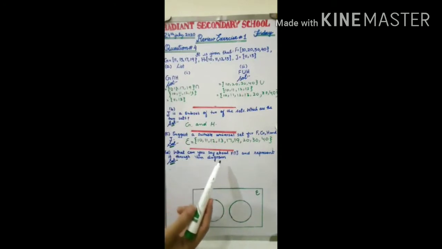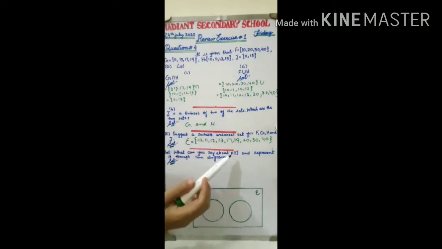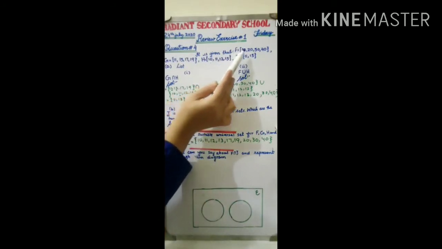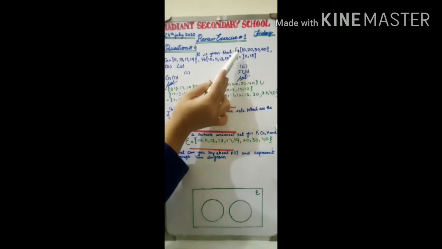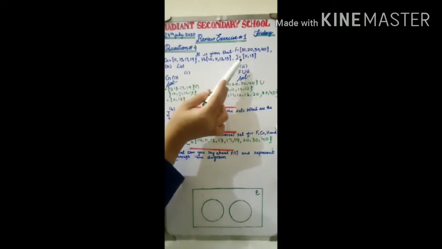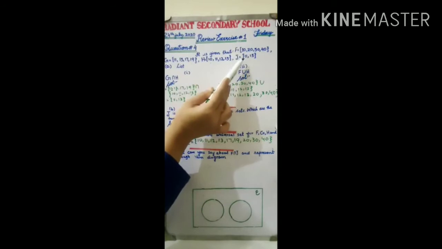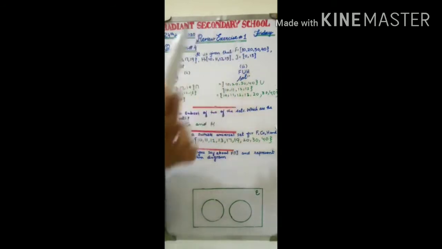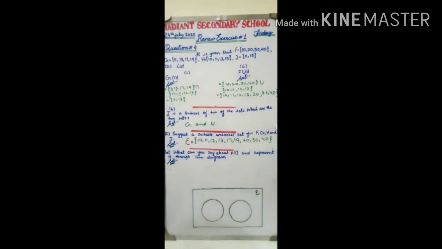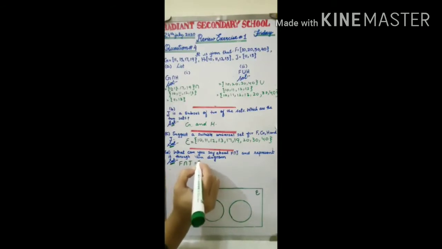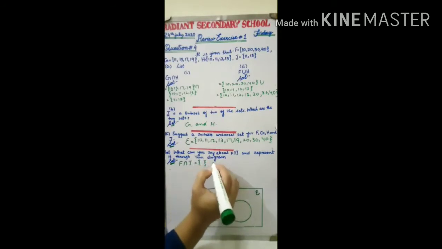Now come to D part. What can you say about F intersection J, and represent it through a Venn diagram? So for F intersection J, look at the question. In F and J, these two sets are there. Is any common element present? No. No common element is present, which means their intersection is the empty set. So you can write F intersection J is the empty set.